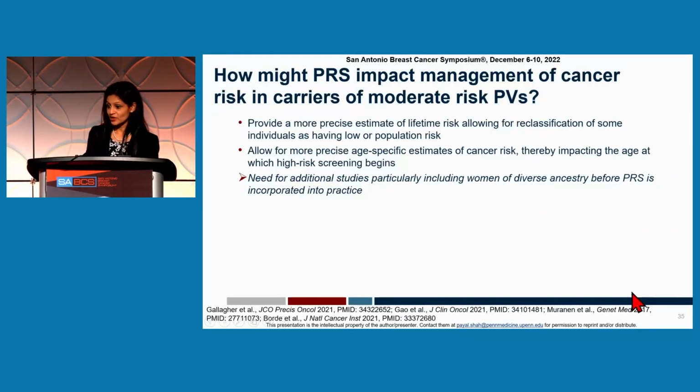And so how might PRS in the future impact management of cancer risk in carriers of these moderate risk pathogenic variants? Well, one possibility is that PRS may provide a more precise estimate of lifetime risk, allowing for reclassification of some individuals as actually having low or population risk. A second possibility is that PRS may allow for more precise age-specific estimates of cancer risk, thereby impacting the age at which high-risk screening begins. But of course, none of this is ready for prime time. We need additional studies, particularly including women of diverse ancestry, before PRS is incorporated into practice in this way.